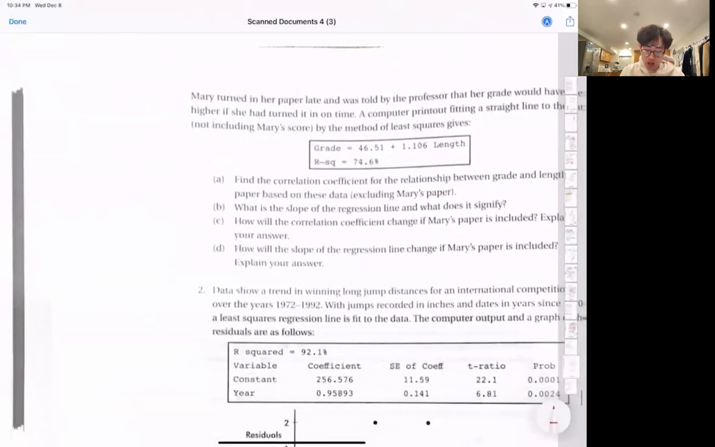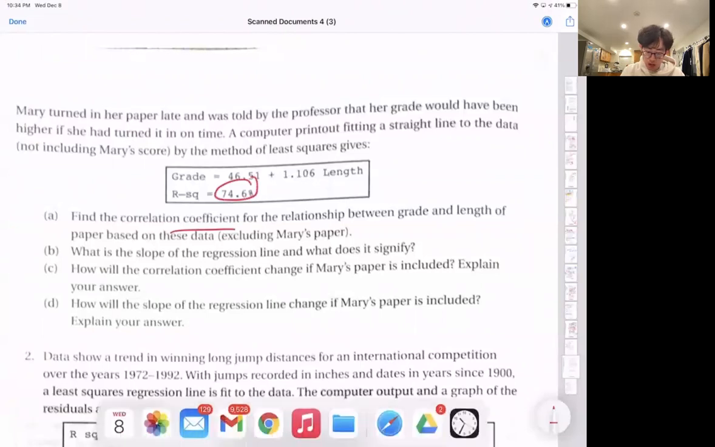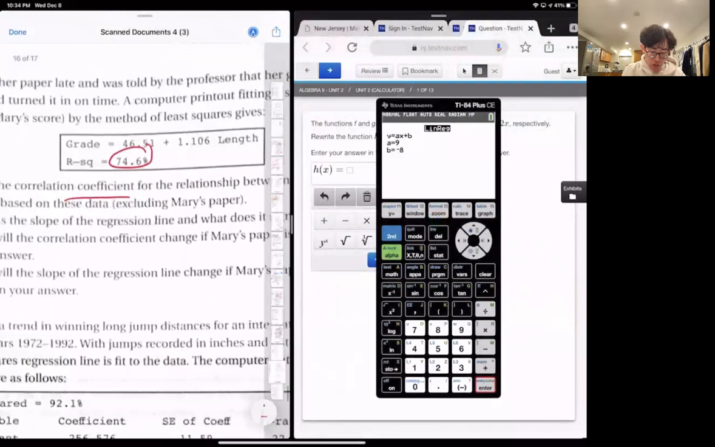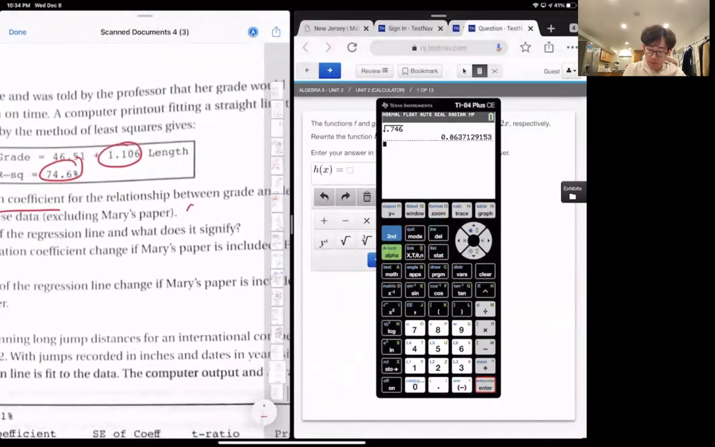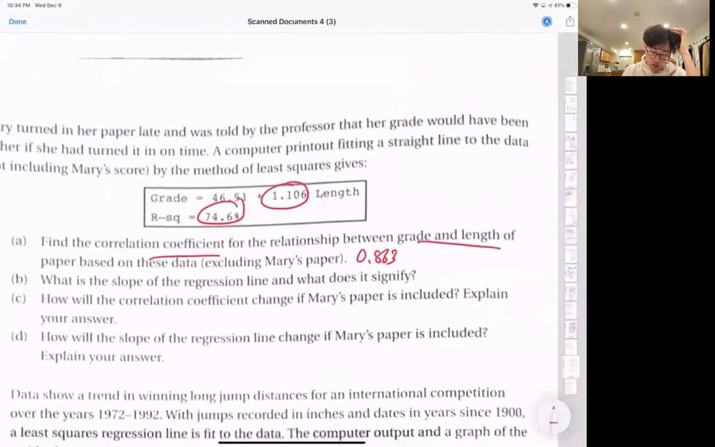All right, so then I have the equation, find the correlation coefficient. You just have to take that and square root it, and make sure that the sign matches up with the slope here. So I'm going to go to the home screen, square root of 0.746, so it's 0.863. Does this ask me to interpret things too? Find the correlation coefficient. So it's 0.863. I think that's all it says.